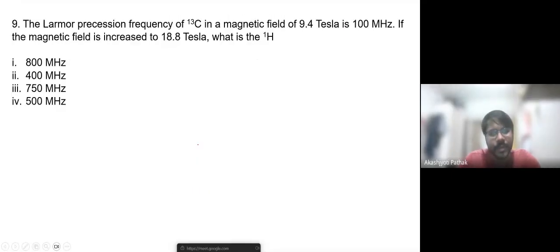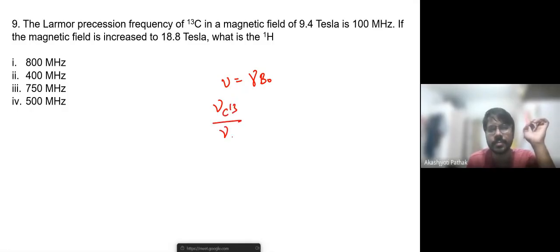Okay. Now, the Larmor precession frequency of C13 in a magnetic field of 9.4 Tesla is 100 megahertz. If the magnetic field is increased to 18.8 Tesla, what is the frequency? What we learned is that the Larmor frequency is gamma times B naught. So you just divide it: nu of C13 divided by nu of H1.